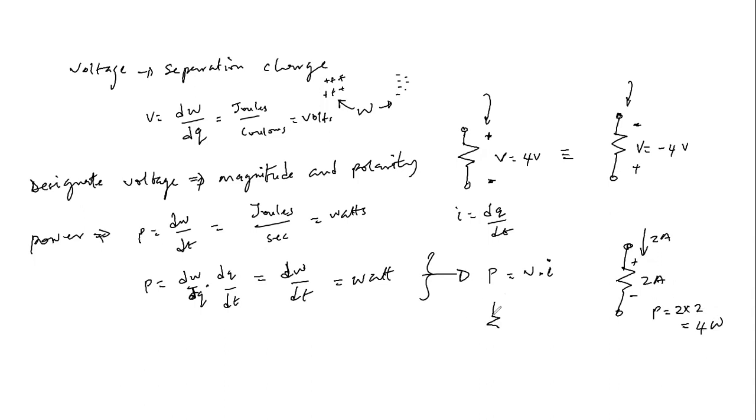Now, should it be that the polarity is reversed, say this is negative, this is positive, 2 volts, oh sorry, 2 volts, not 2 amperes, say 2 volts. Then power will be 2 volts times negative 2 amperes. So that's going to give us negative 4 watts. Okay. Okay, let's move on.